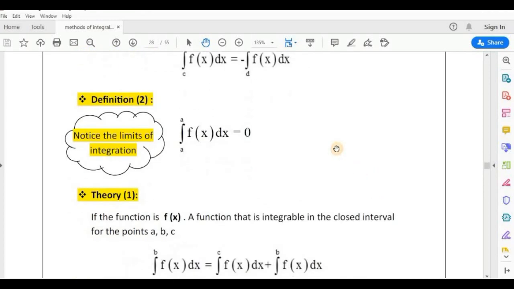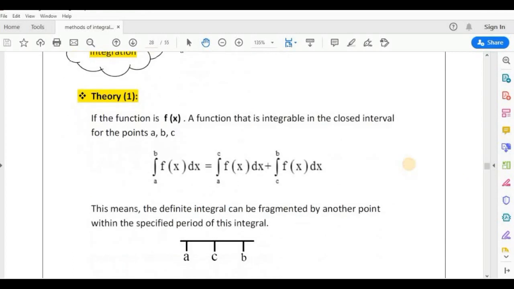We have this definition also. Notice the limits of integration. If we have the integral from a to a of f(x), then the result of this integral will be 0. For example, if we have the integral from 4 to 4, directly the result of this integral will be 0.